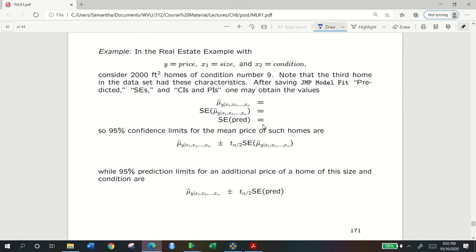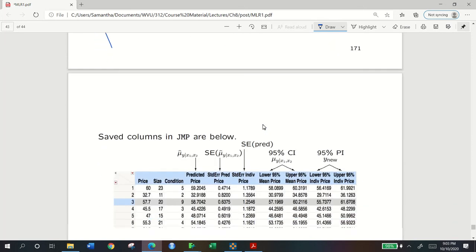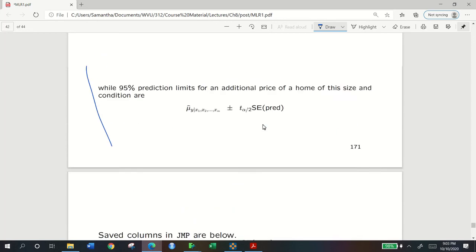Taking a look at an example using our real estate data, where price is our response and size and condition are predictors, let us consider a 2,000 square foot home with a condition number of 9. Note that the third home in the data set does have these characteristics. After saving our JMP model report, we can get our predicted values, our standard errors, our confidence intervals, and prediction intervals, and we can obtain the following values. I do have the JMP report included on slide 172.